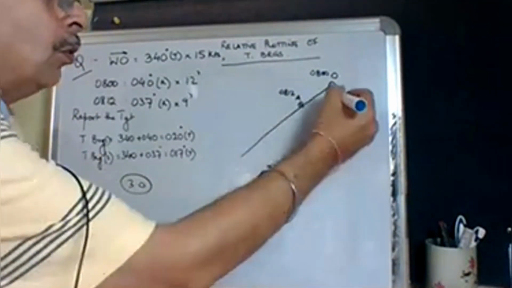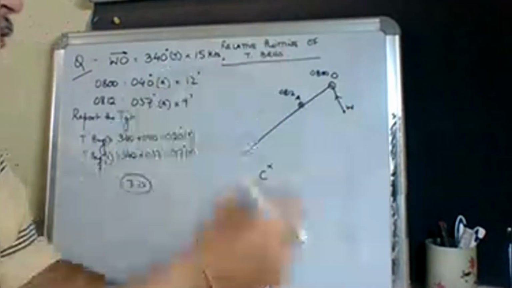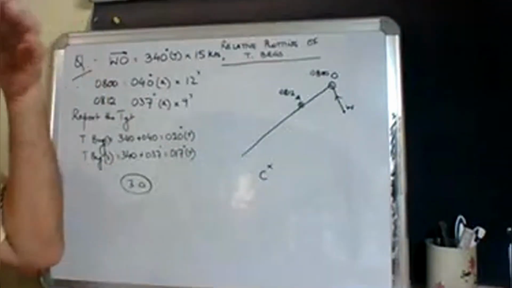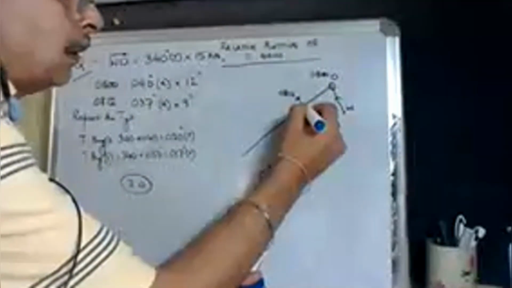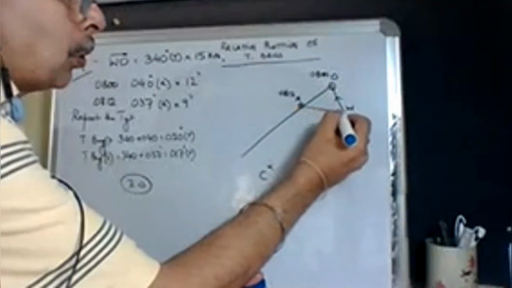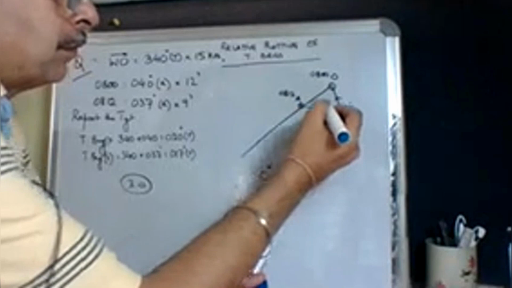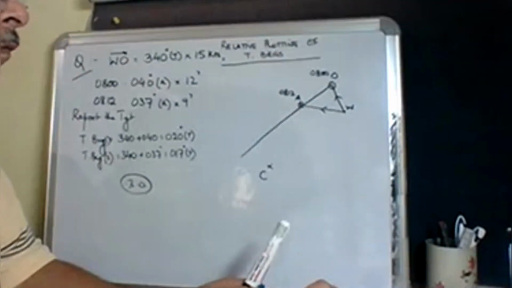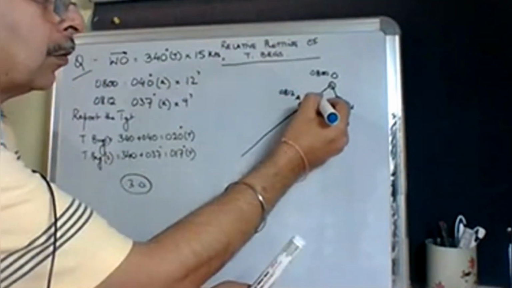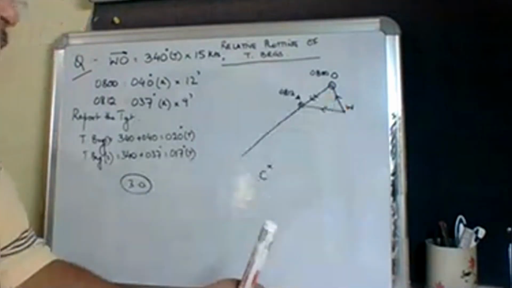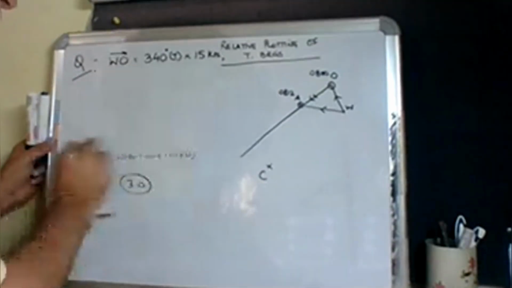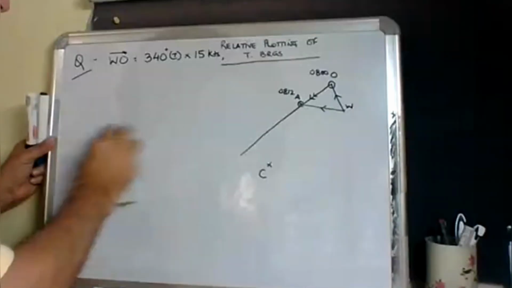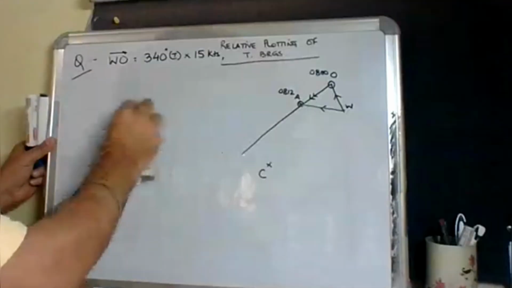So W to O, you will put one arrow, a single arrow. Join WA. Put a single arrow there. And OA, put 2 arrows. So your triangle is now complete. WOA.